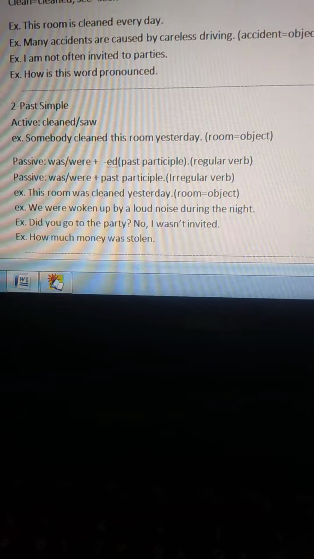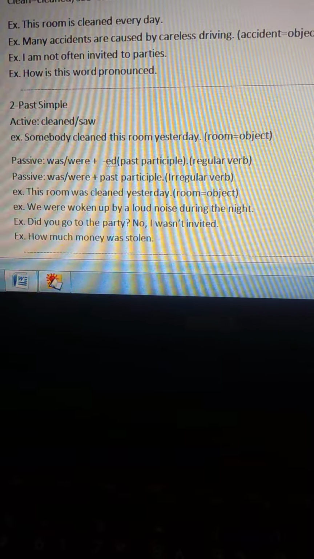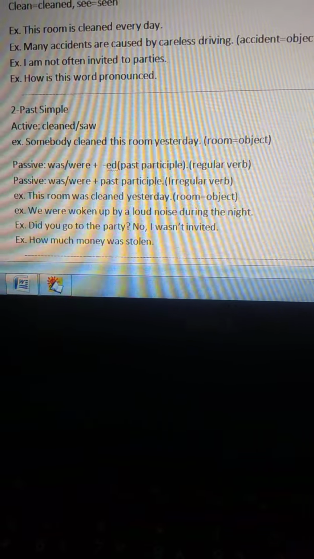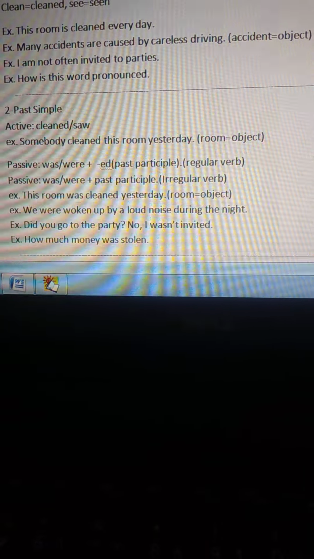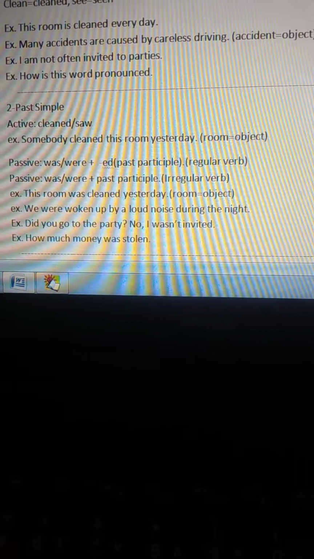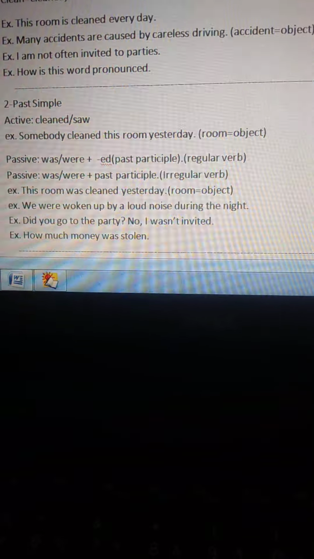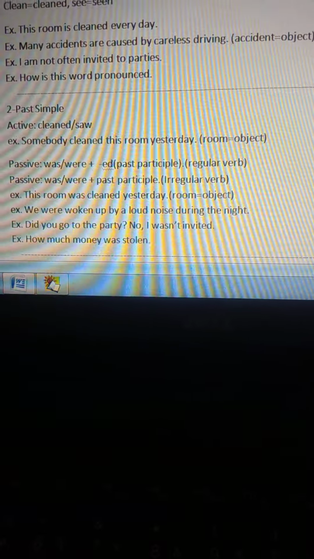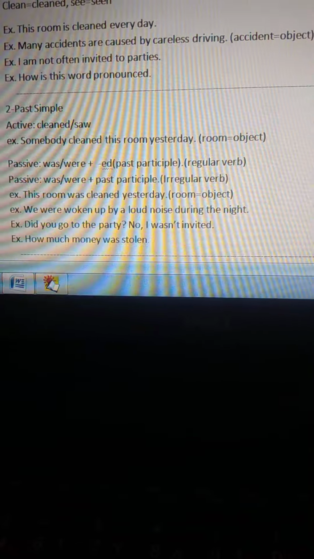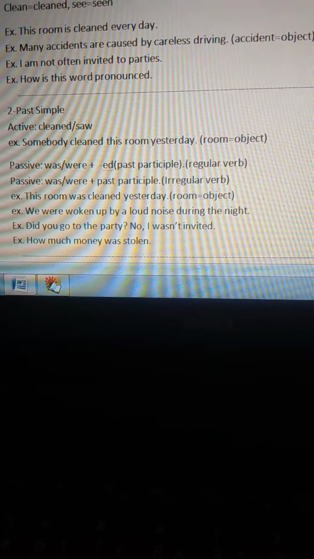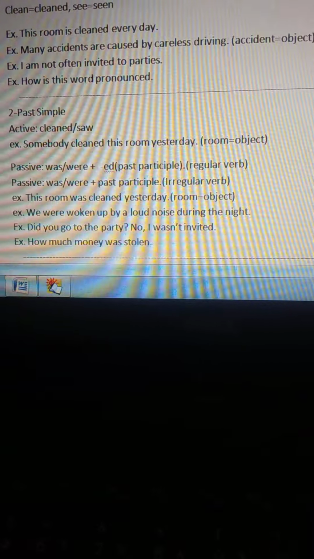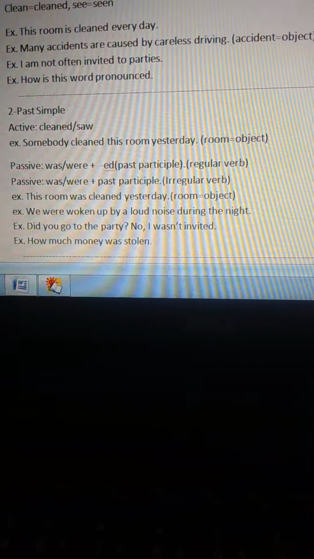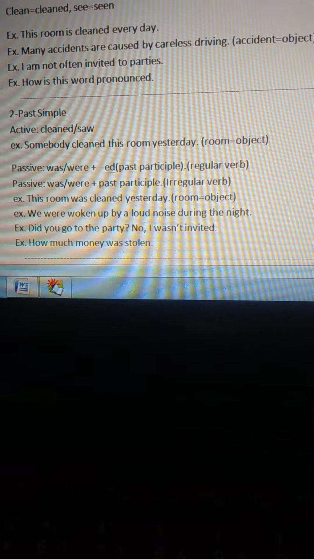Second sentence: many accidents are caused by careless driving. Third sentence: I am not often invited to parties. Fourth sentence: how is this word pronounced?